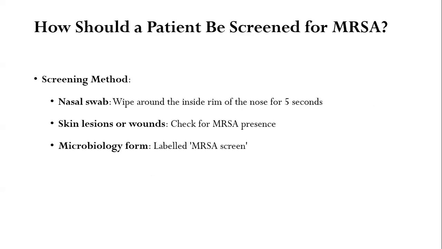Now, how should a patient be screened for MRSA infection? The screening method is a collection of a nasal swab that is wiped around the inside rim of the nose for 5 seconds. Then we can also screen the skin lesions or wounds, and the microbiology form should be specially labeled as MRSA screening.